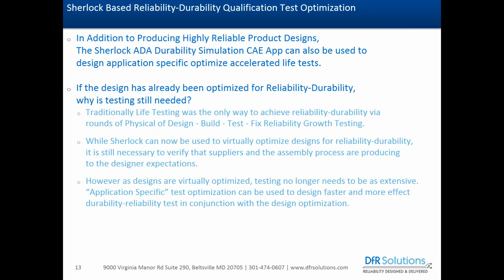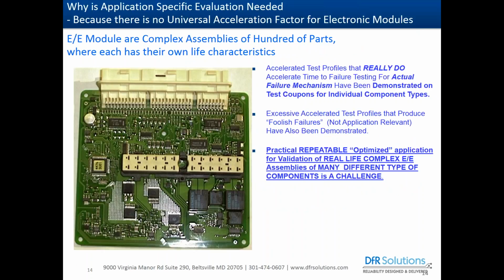We now can develop application-specific optimized testing that can be run faster and be more effective at detecting if durability, reliability, defects, or issues do exist. And this can be done in conjunction with the test optimization. Again, once you do the physics of failure Sherlock modeling to optimize the product under either your field or test conditions, then you just do it the opposite way. And we're going to get into that here in a minute.